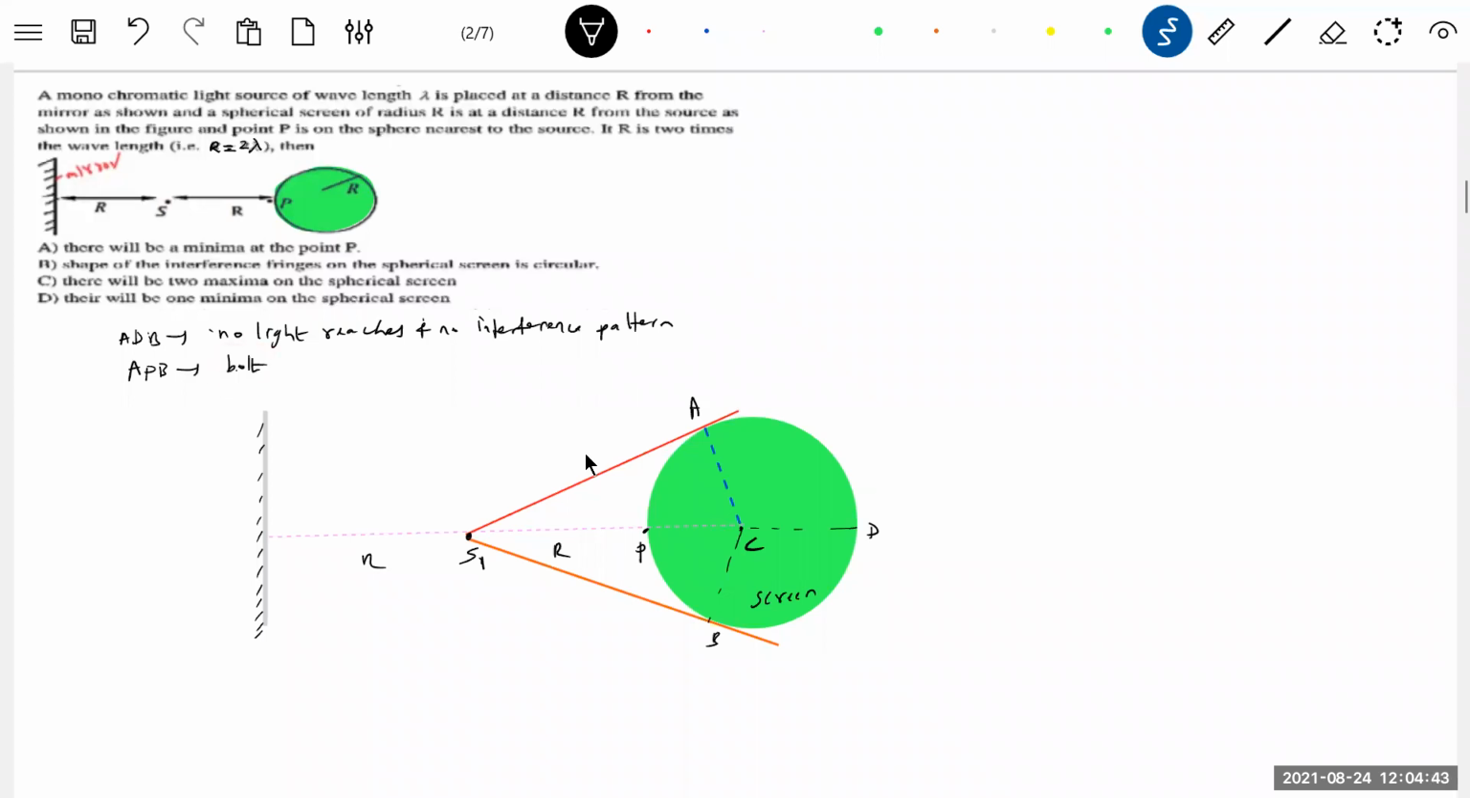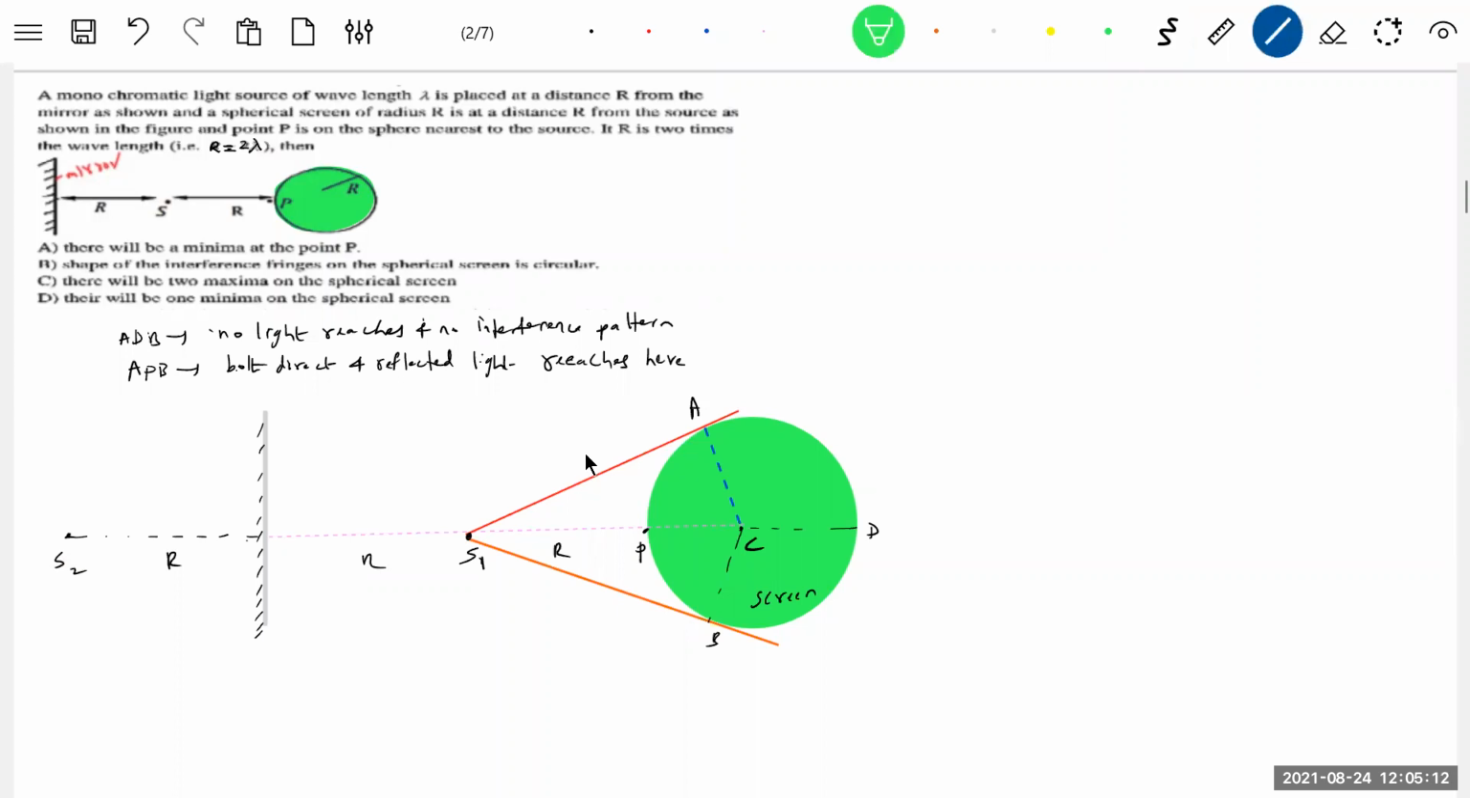Both direct and reflected rays arrive, so we can see the interference pattern only in this region. Now whenever the mirror comes, what was the idea? We'll replace it with an equivalent source. So this will be another source, as if the rays are coming from here. We'll take this.